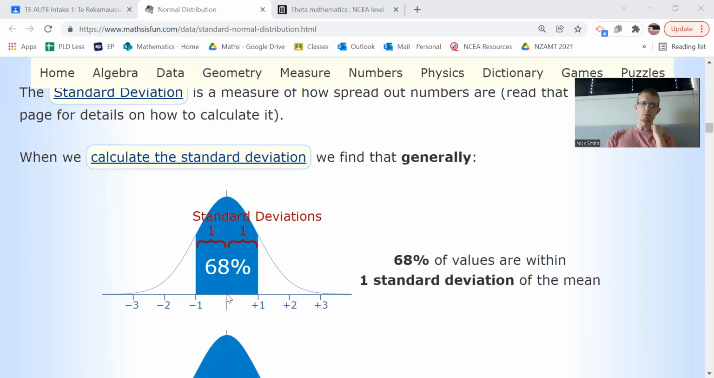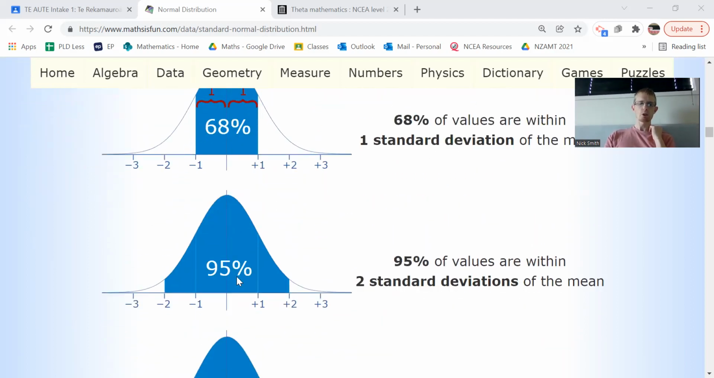And so that would mean then if we went 10 more than 170, so we get to 180 out here, and 10 less, so we get to 160 down here, we would find that 68% of the teachers we measured would be in that area on the graph. So 68% between 160 and 180, assuming that the mean was 170 right down the middle and the standard deviation was 10, plus or minus 10 on either side.